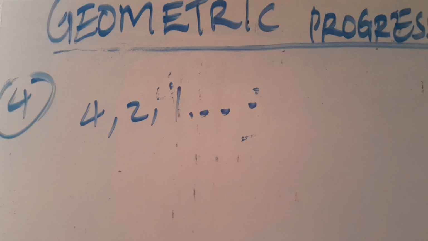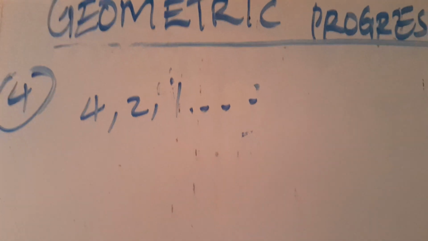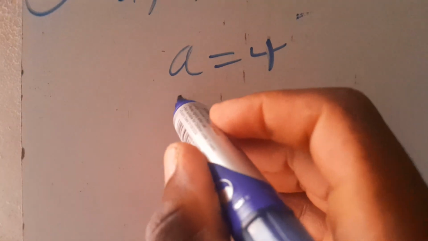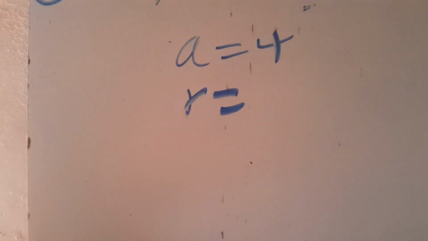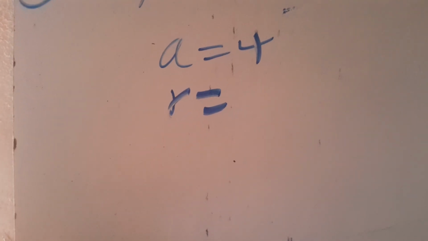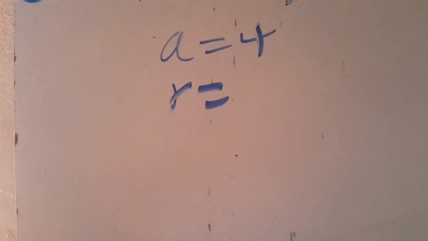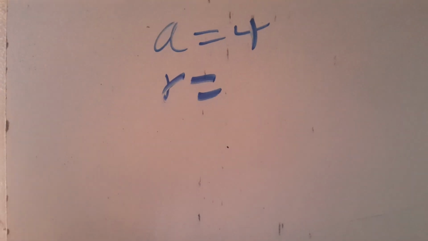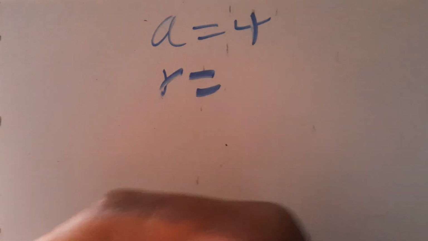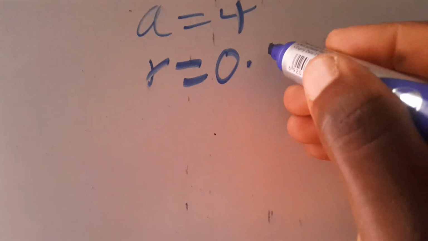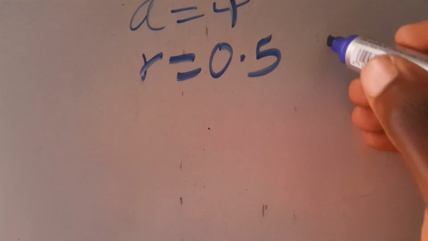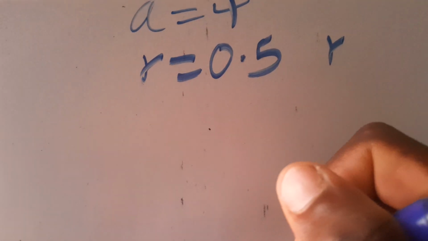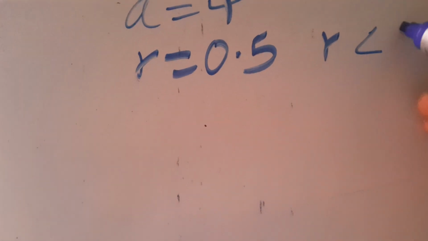Now, we have the series 4, 2, 1, and the series continues. We find the value of a in our series. The value of a is 4, the value of r is 2 divided by 4 or 1 divided by 2. Whatever consecutive numbers you choose in the geometric series will give you the value of r. Now the value of r, 1 divided by 2 is 0.5, or 2 divided by 4 is 0.5. That is the value of r. Our r in this case is less than 1.